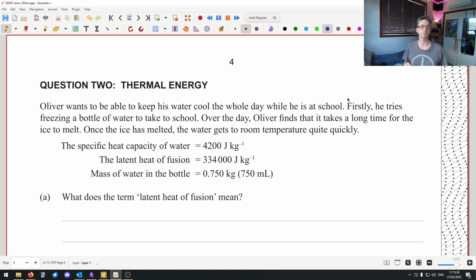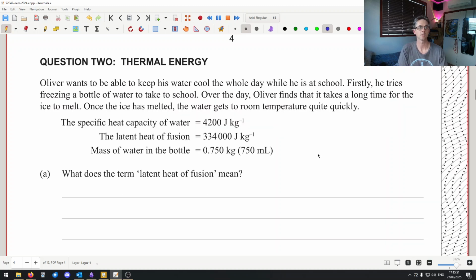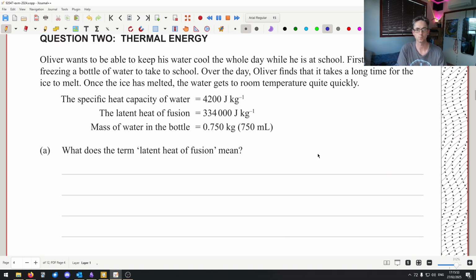It says here, Oliver wants to be able to keep his water cool the whole day while he is at school. Firstly, he tries freezing a bottle of water to take to school. Over the day, Oliver finds that it takes a long time for the ice to melt. Once the ice is melted, the water gets to room temperature quite quickly. And then we're given some figures here.